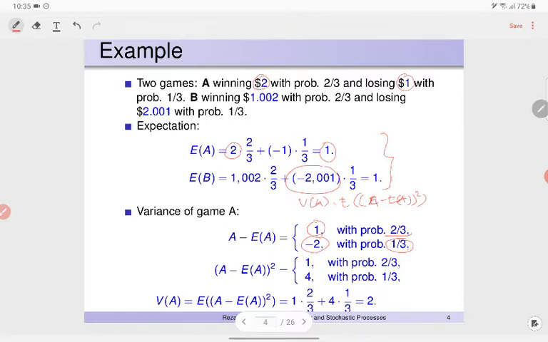So that means the variance will be the expectation of this, namely weighted by the probability: 1 here weighted by 2/3 and 4 here weighted by 1/3. The final result is 2. So the variance is equal to 2.